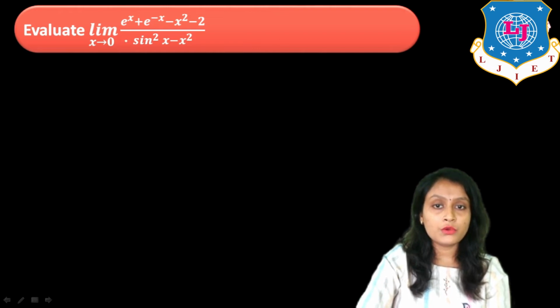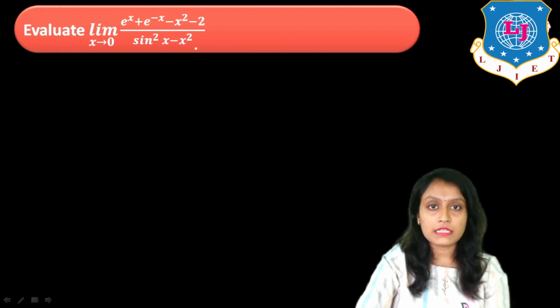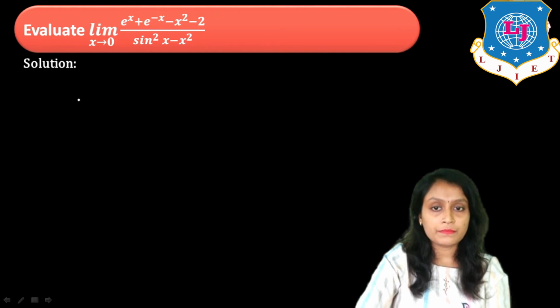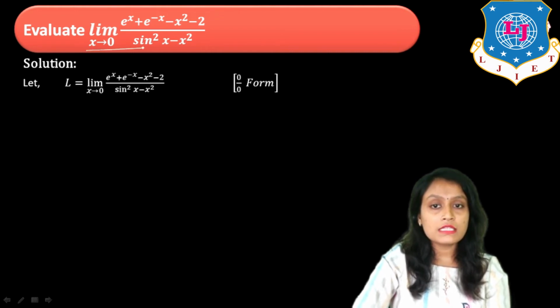Limit x tends to 0, (e raised to x plus e raised to minus x) minus x square minus 2 upon sin square x minus x square. So let's begin with the solution. Here we will suppose this limit as L. Now if you substitute x is equal to 0, you will get e raised to 0, that is 1, plus e raised to 0, so 1, then x square is 0 and minus 2, and in the denominator substitute 0, so you will get 0 minus 0, so finally you will get the form 0 by 0.